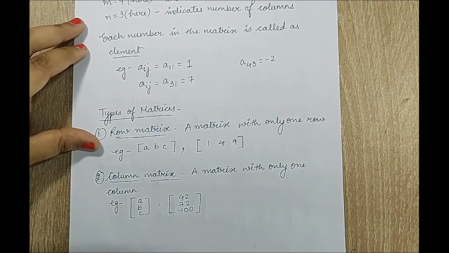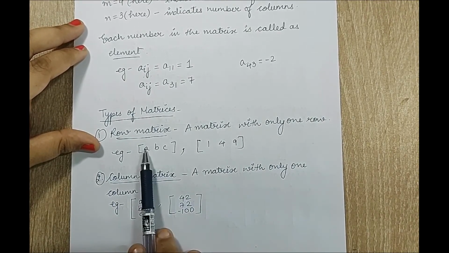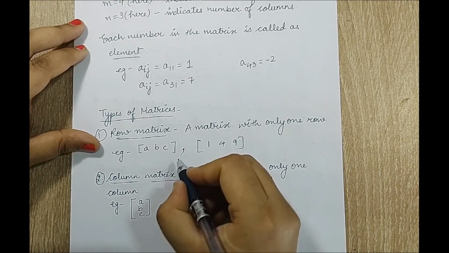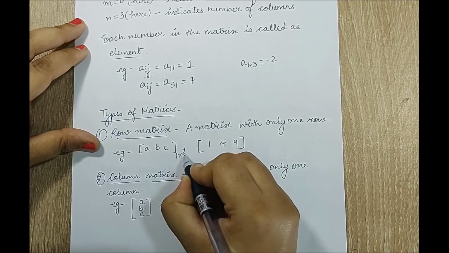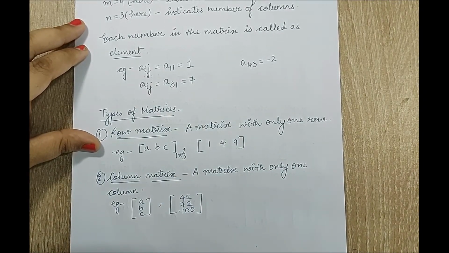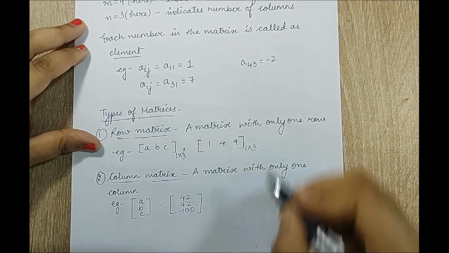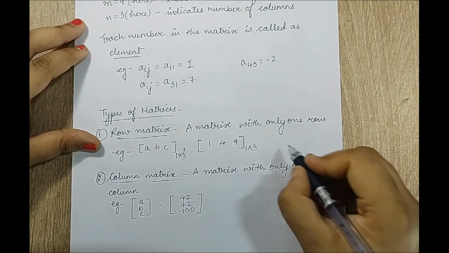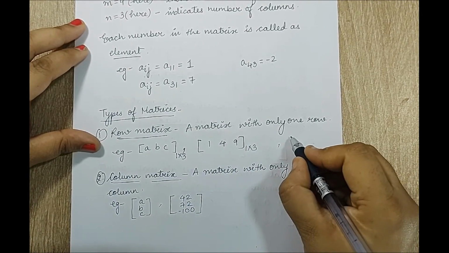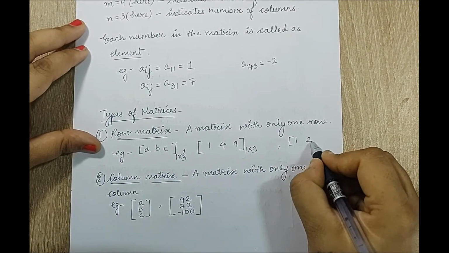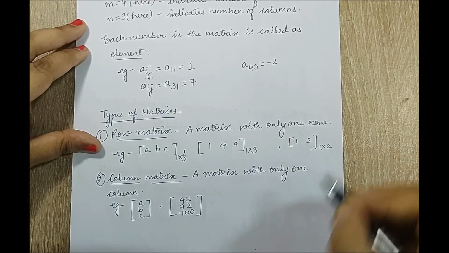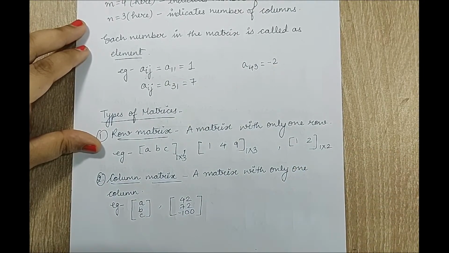Now I'll just write down something for you. This is a row matrix. As you can observe, there is only one row, correct? So number of columns is going to be 3. So 1 by 3 is the order of the matrix. Same way here also I've written 1 by 3. If you want, you can write a 1 by 2 also. Say it is 1 and 2. This is one row, 2 columns. So this is also called a row matrix.